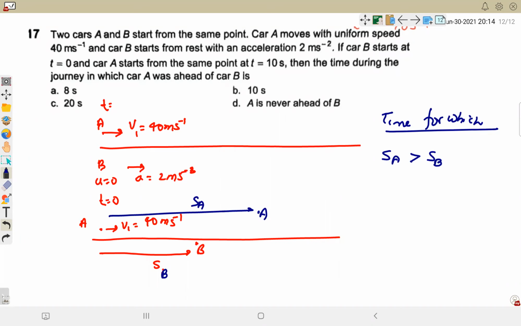तो समझ आ रहा है ये? So this is the initial path that S has already covered. So SB will be the total journey जो उसने 10 second में cover की है, S naught plus what it has covered during the acceleration.